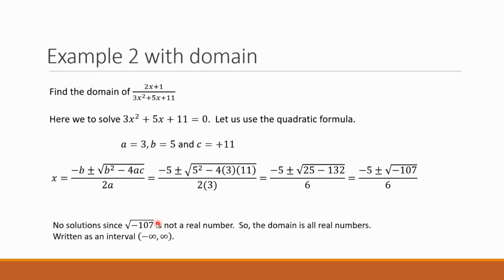So written as an interval, of course, we get this. So the domain, though, is all real numbers. Again, that's because the denominator is never 0. We're not dealing with complex numbers here. We're only looking at real numbers. All right. Any questions on that?